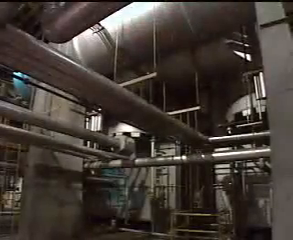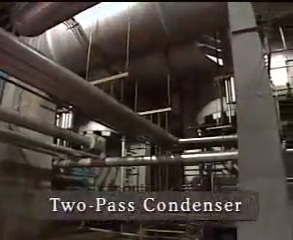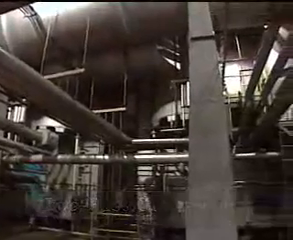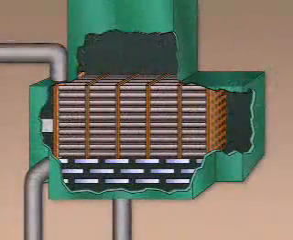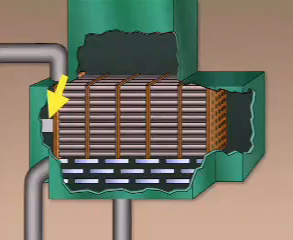Another common condenser design is a two-pass condenser. The main difference between a single-pass condenser and a two-pass condenser is on the circulating water side. In a two-pass condenser, a partition divides one of the water boxes into an inlet section and an outlet section.